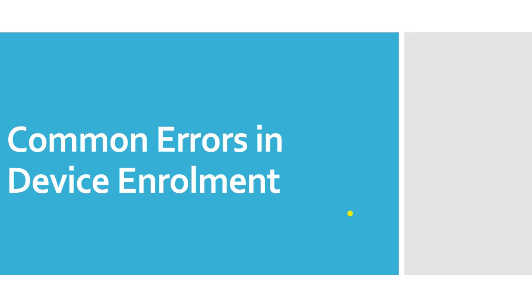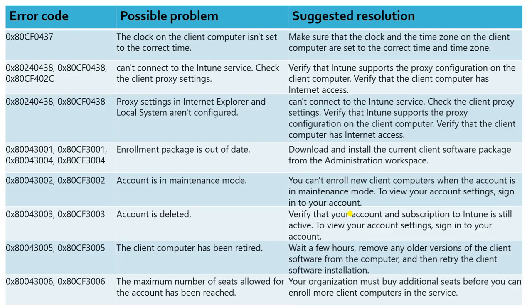Now here are some common errors in the device enrollment, and here I created a chart of what type of errors we can get. So let's try to understand this. If you are having this error in the logs, then the possible cause: if you are getting this error 0437, that means the clock on the computer is not set to the correct time. So the suggested solution is to make sure the device clock and time zone on the client computer are set to the correct time and time zone.